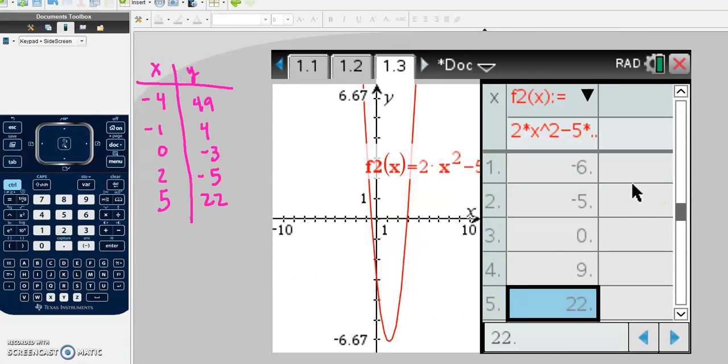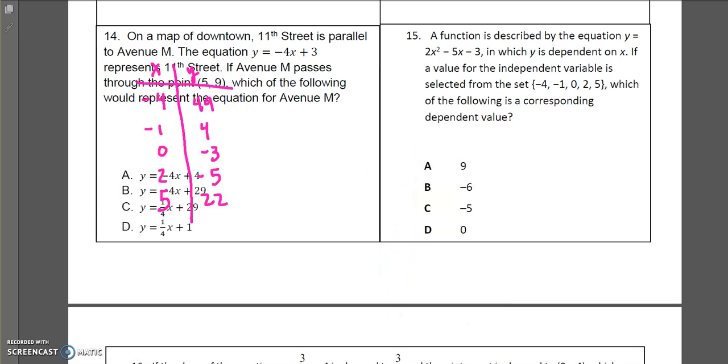Okay, so now let's go back to our problem. And so it's saying that using one of these numbers, I got one of these answers. So if we look, 49 is not listed. So that one's not it. 4 is not listed. Negative 3 is not listed. Negative 5 is right here, and 22 is not listed. So this is going to be the answer that they were looking for. So that meant that they plugged in a 2.